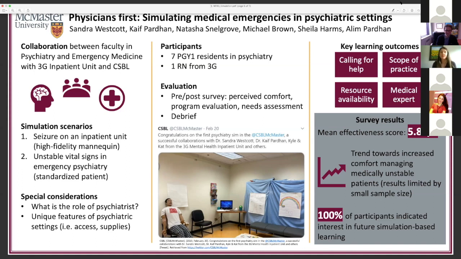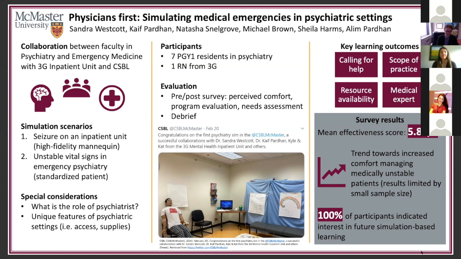2, that they were able to identify what resources are available to them and who to call for help. And 3, to manage the first sort of 5 to 10 minutes of the scenario. The other thing that we had to make sure was accurately represented was some of the environmental considerations on psychiatric inpatient units and emergency settings in particular.